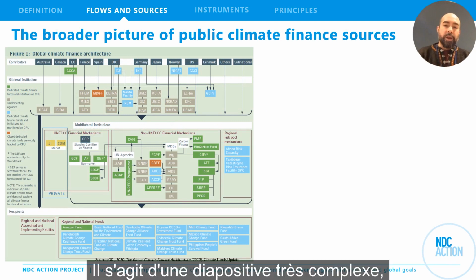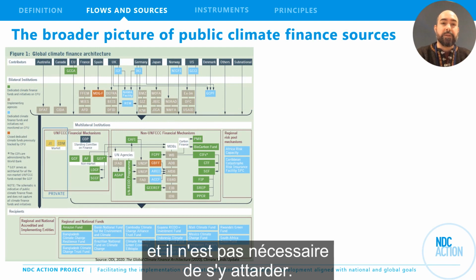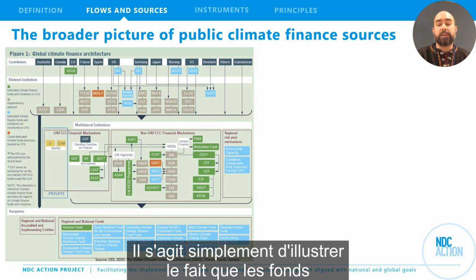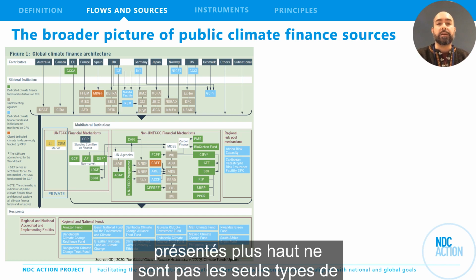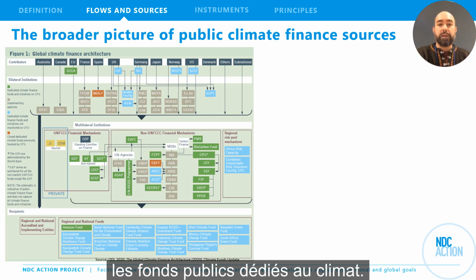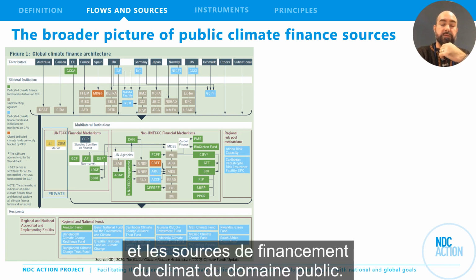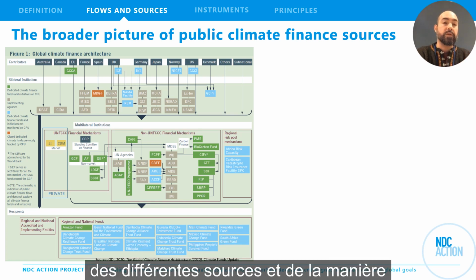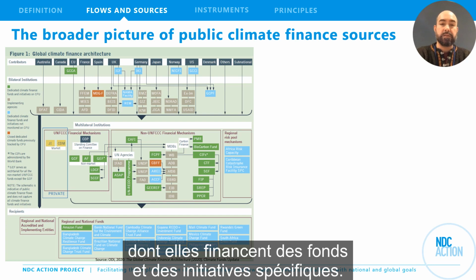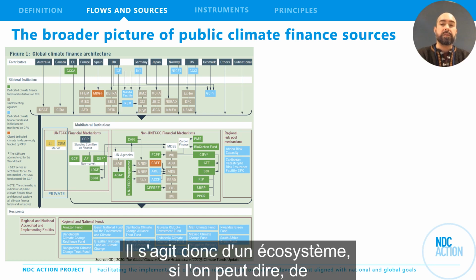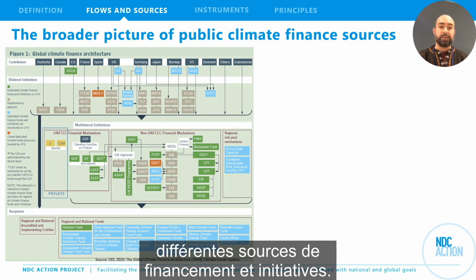And this is a very complex slide, and it's not something you need to delve too much into. It's just to illustrate that the funds presented earlier are not the only publicly financed climate dedicated funds. There are a variety of climate funds and climate finance sources from the public domain. And this is just an overview of the different sources and how they finance specific funds and initiatives. So it's an ecosystem, you could say, of different funding sources and initiatives.